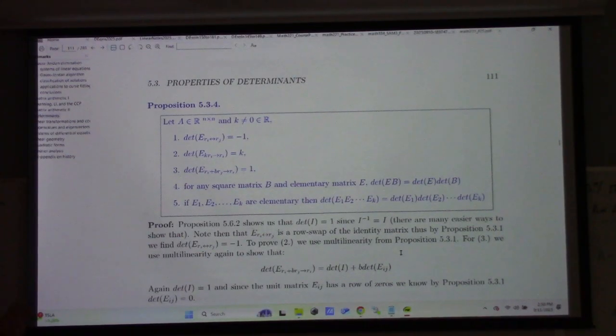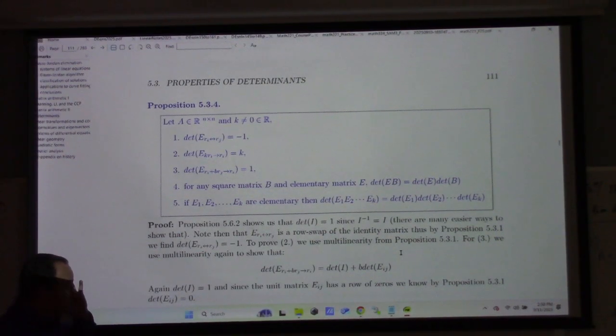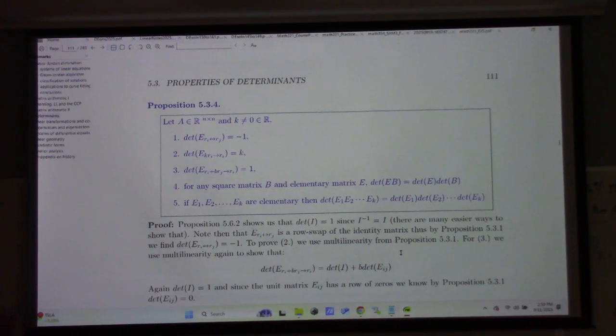So here's the building block for the theorem that the determinant of the product is the product of the determinants. Noticing that if you look at the elementary matrices, the determinant of a row swap is -1. The determinant of a row rescaling is the row rescaling constant. And the determinant of a row addition is just 1. And also, if you have any square matrix B and any elementary matrix E, the determinant of E times B is the determinant of E times the determinant of B. And likewise, the determinant of a product of k elementary matrices is the product of the determinants.